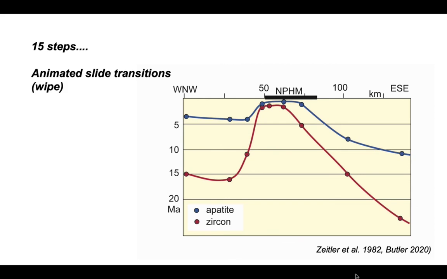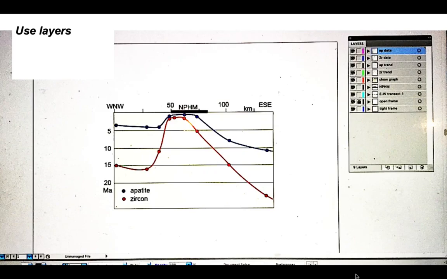We also used a couple of animated slide transitions, which were wipes, which ran from left to right when we exposed the line work that joined the data points up. This is quite a useful animation because it gives the indication of drawing an interpretation, in this case how the data link together. Otherwise, the transitions were simple. The story from this is use layers.